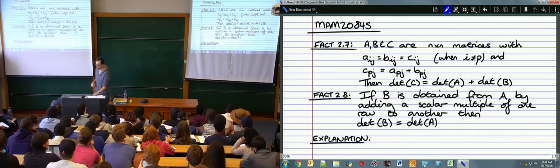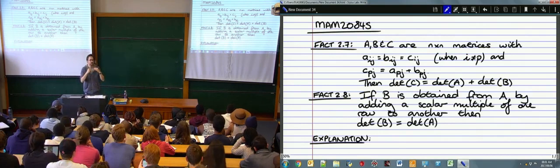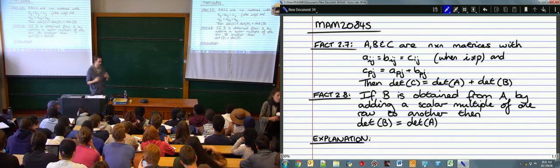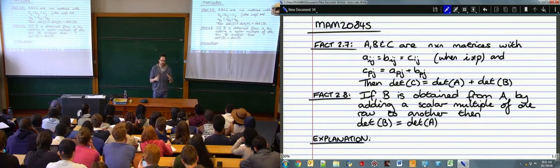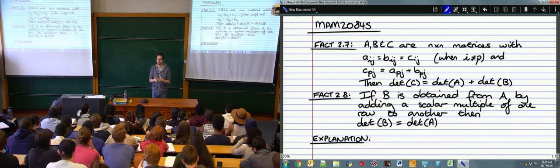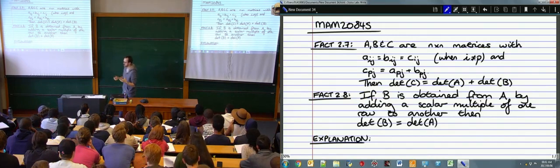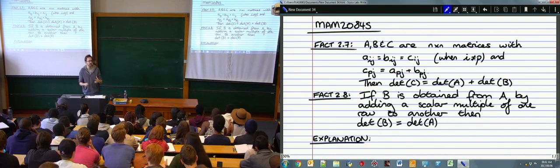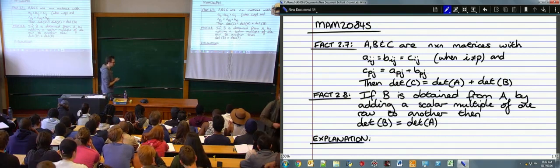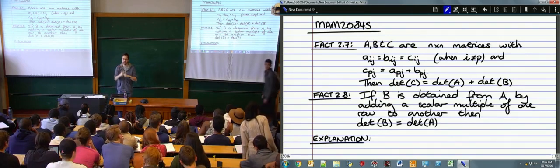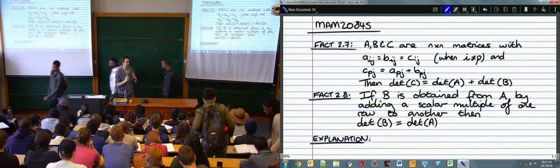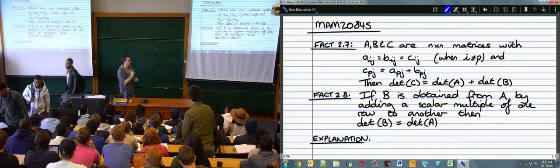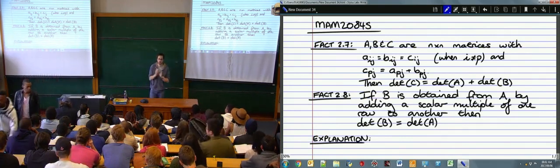Fact 2.8 is the last fact about elementary row operations. Yesterday we spoke about the first two types. We said that if you scale one of the rows of a matrix by a non-zero scalar k, then the determinant is also just scaled by k. And if you exchange, you swap two of its rows, then the value of the determinant changes by a factor of -1. We didn't actually explain that, but we'll see it as a tutorial problem next week.